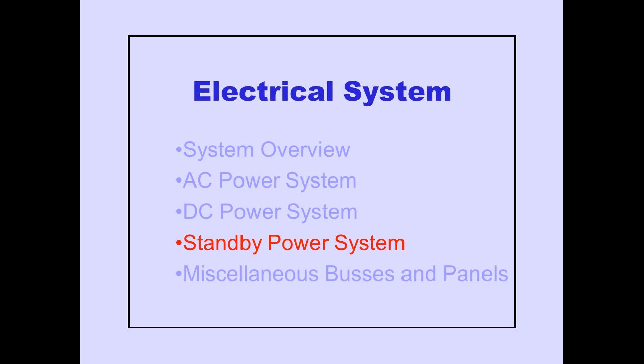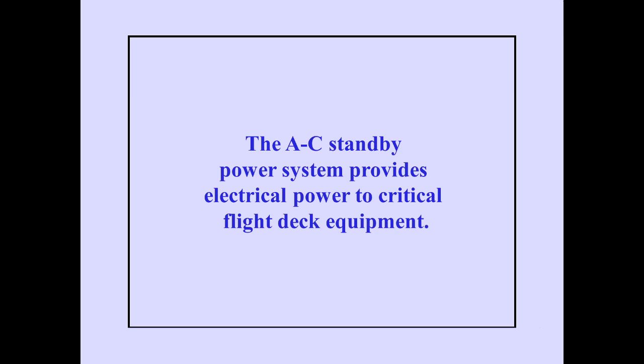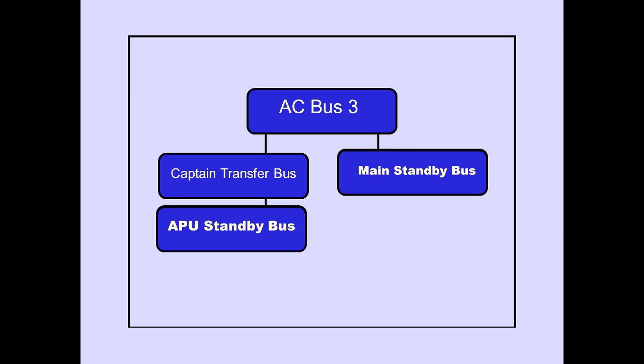Let's continue with a discussion of the standby power system. The AC standby power system provides electrical power to critical flight deck equipment. AC standby power is provided by two buses, the main standby bus and the APU standby bus. We'll discuss the main standby bus first. The APU standby bus will be discussed later in this module.